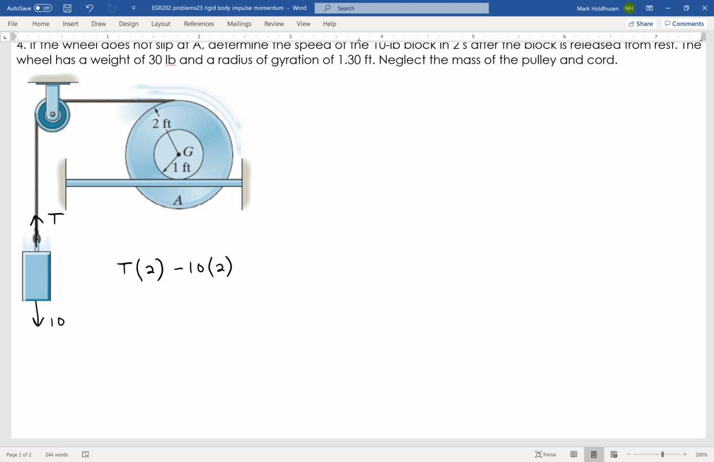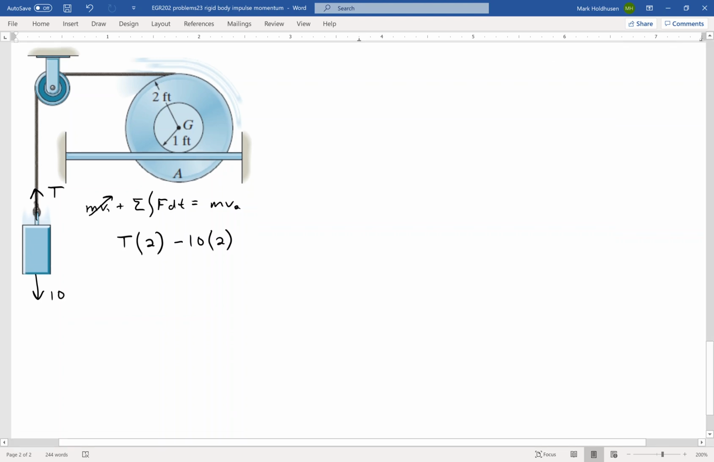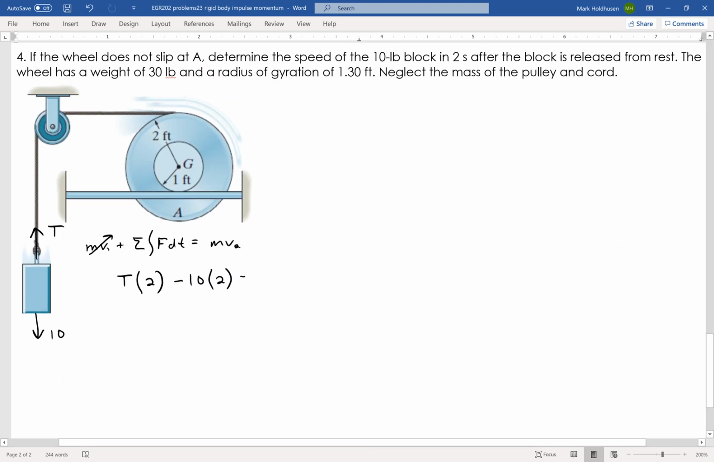Maybe I should say this is mv1 plus the sum of the F dt equals mv2. It starts at rest, so that goes to 0. So I've got force up, weight down, and that's going to equal the mass of that block, which is 10 divided by 32.2, times its velocity, which I'll just call v. So that's one equation, two unknowns.